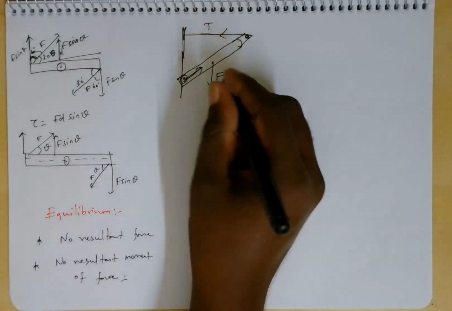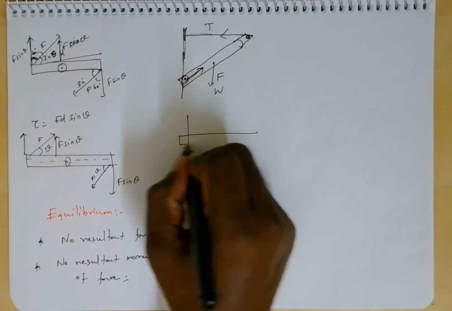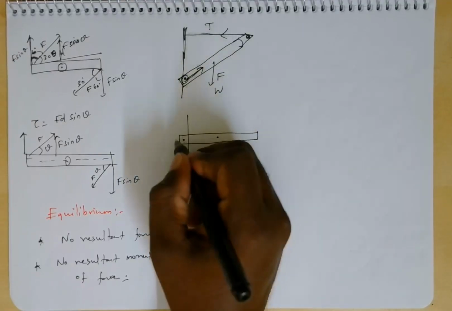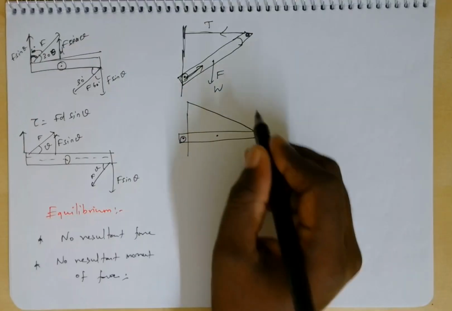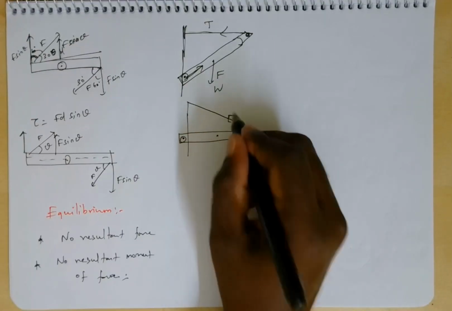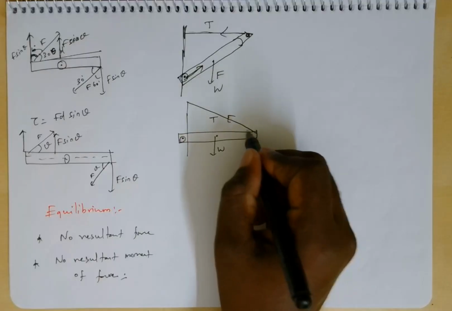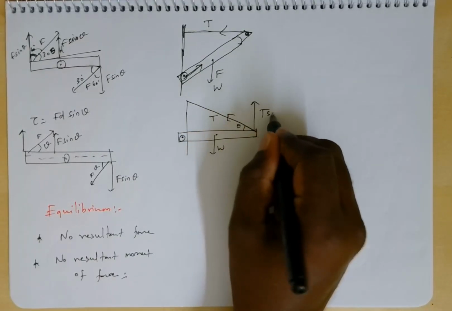Now let's take an easier and simpler case. Let's say that the rod is flat and here is a hinge, and this is how it's connected. So tension T acts here, W acts here, right? Now this is some angle theta. So this will be T sine theta.